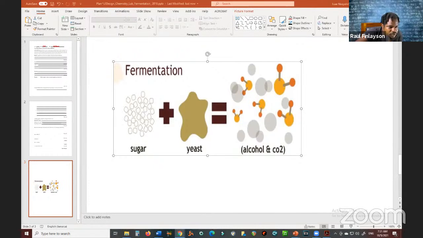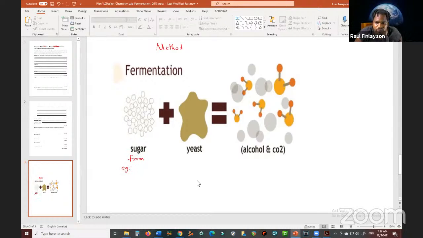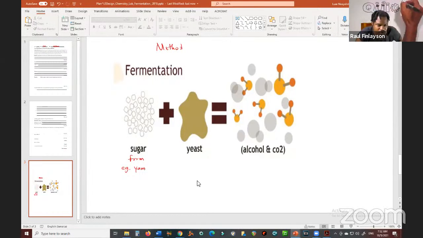But let's follow the steps. All right, let me show you this. Sugar, yeast. So in terms of method, for sugar, for example, you can use strawberry, anything you can get, and preferably something cheap where you don't have to break the bank or spend a whole heap of money. You can use yam, you can even use potato too.